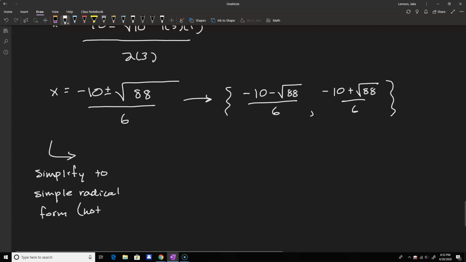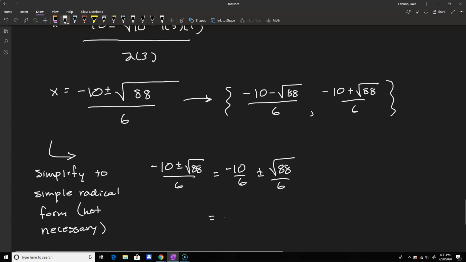Which is not necessary, but often you will see answers given in this fashion, so I'll go ahead and do it for you. So that negative 10 plus or minus the square root of 88 over 6 can be written as negative 10 over 6 plus or minus the square root of 88 over 6. So the first fraction can be simplified to negative 5 over 3.